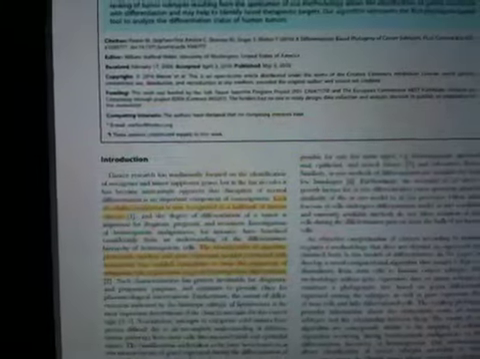Cancer research has traditionally focused on the identification of oncogenes and tumor suppressor genes, but in the last decades, it has become increasingly apparent that disruption of normal differentiation is an important component of tumorigenesis. Lack of cellular maturation is now recognized as a hallmark of human cancers, and the degree of differentiation of a tumor is important for diagnosis, prognosis, and treatment.